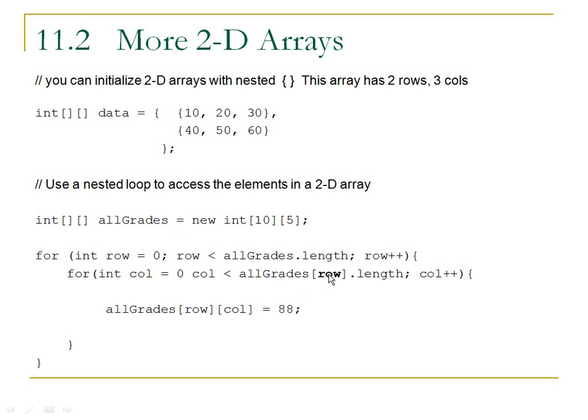So why do we specify the specific row and ask for the specific row's length? You won't know why until we do the segment on ragged arrays. But for now, this is the standard way of iterating through a two-dimensional array. So the inner loop happens first. That means that we've done one row, and then we go to the next row, we do each column, go to the next row, and do each column. And for whatever reason, I decided to assign every space in this two-dimensional array to the grade 88. So it's a high B, I guess.